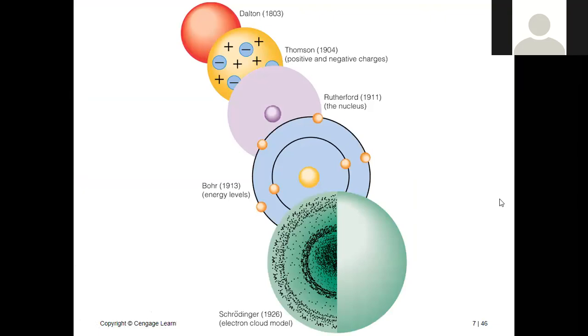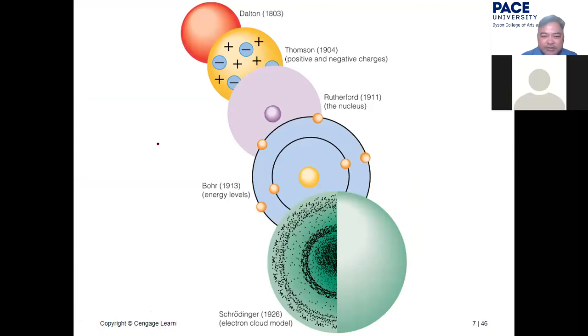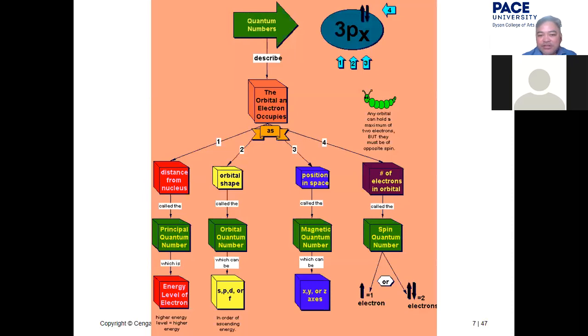So if we look at the summary of how the atom was described, or the evolution of the atomic model: we start with Dalton, then Thomson with the plum pudding, then Rutherford with the nucleus, then Bohr with the planetary model, and what we have right now is the Schrödinger equation, the quantum mechanical model. But it doesn't end here. It's just the start of what you need to know, because what we're going to discuss next is the quantum numbers that were assigned, or described.